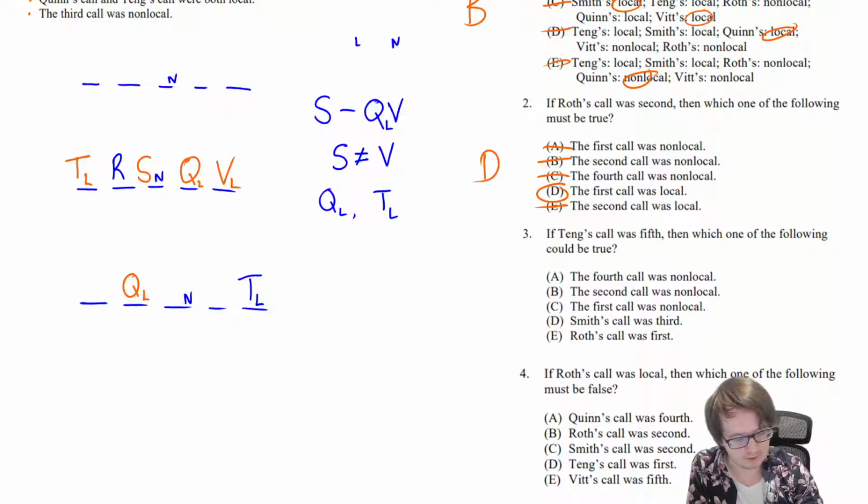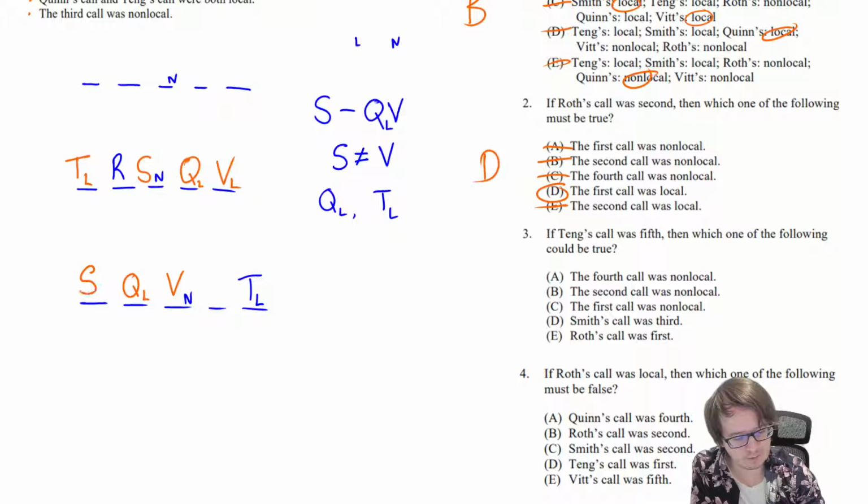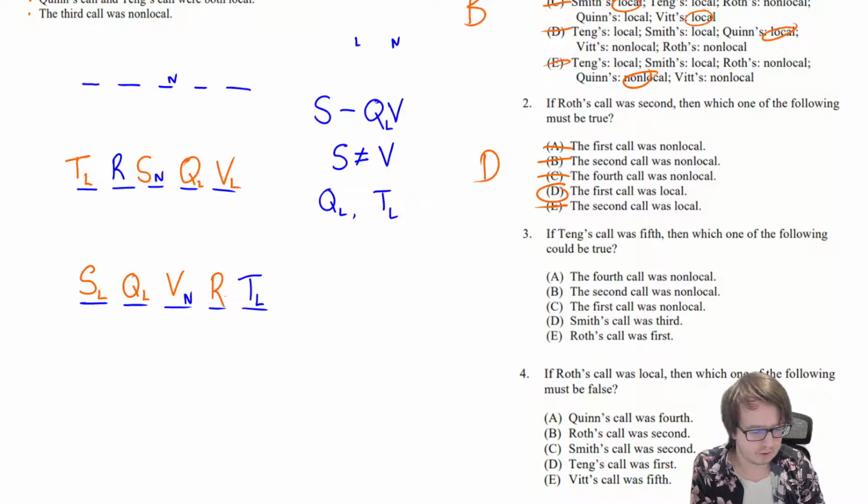So Q has to be there. V has to come afterwards. That's not an issue if V is not local, but we know Q has to be local. So if we want QV together, that's the only position it can go in. What that means is S is going to occur right before, and S has to be a different type than V, so S is going to be local, and then that puts R into our fourth position. So this is what can happen.